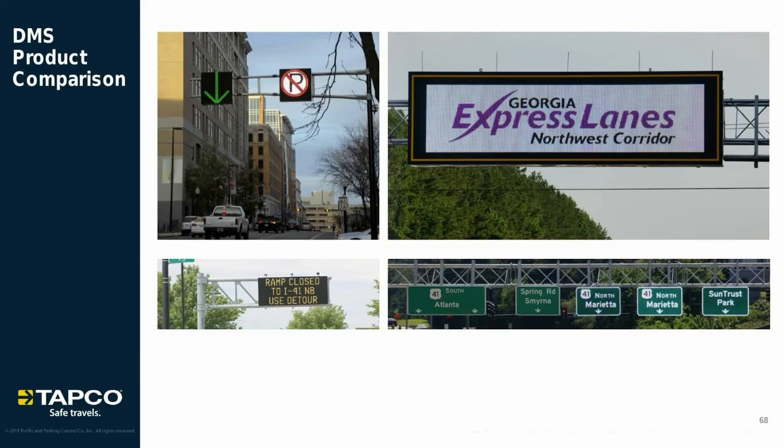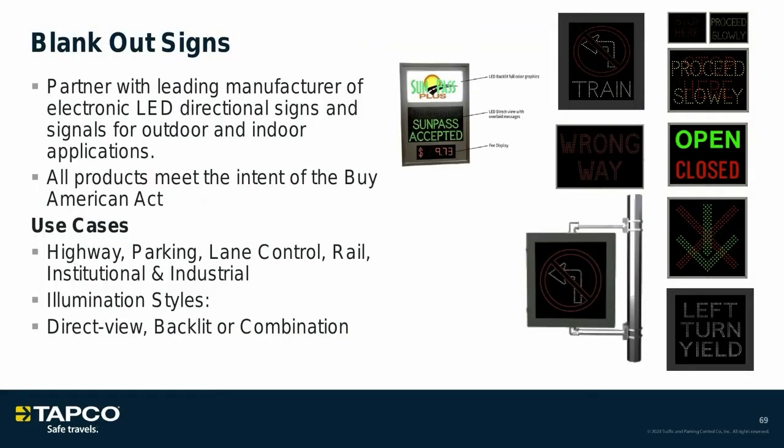We also do blankout signs. We partner with one of the leading manufacturers of LED directional signage. So we can do blankout signs, backlit signs. We have the ability to do everything you see on your screen now, whether it's for arrows, open or closed lanes, or train crossings that are tied into a signal cabinet, so you can't go left or it warns that the train's coming, all those different scenarios. We've got manufacturers in place to work with TAPCO and the end user to get you what you need on that side of things.